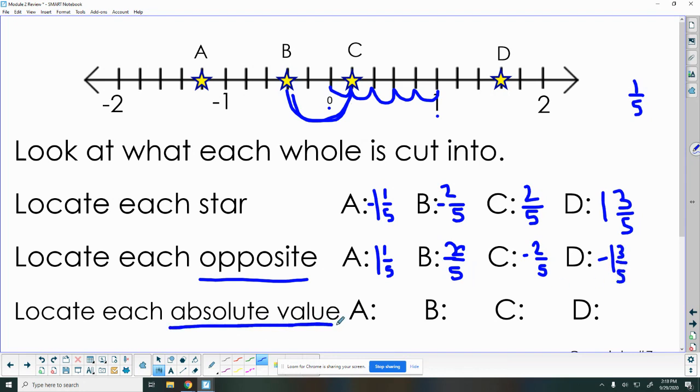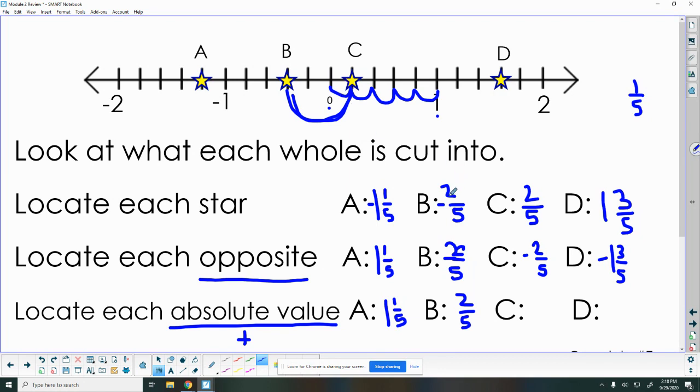And now we're going to record their absolute value, so their distance to 0. So to get from A to 0 would take 1 1/5 move. And remember, the distance is always going to be positive here. So to get to B, it would take 1 2/5, always positive. To get to C, it would take 1.